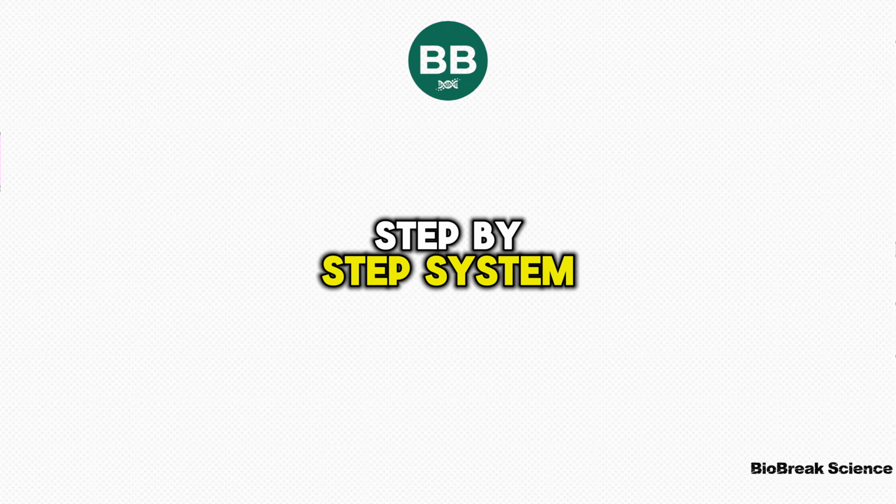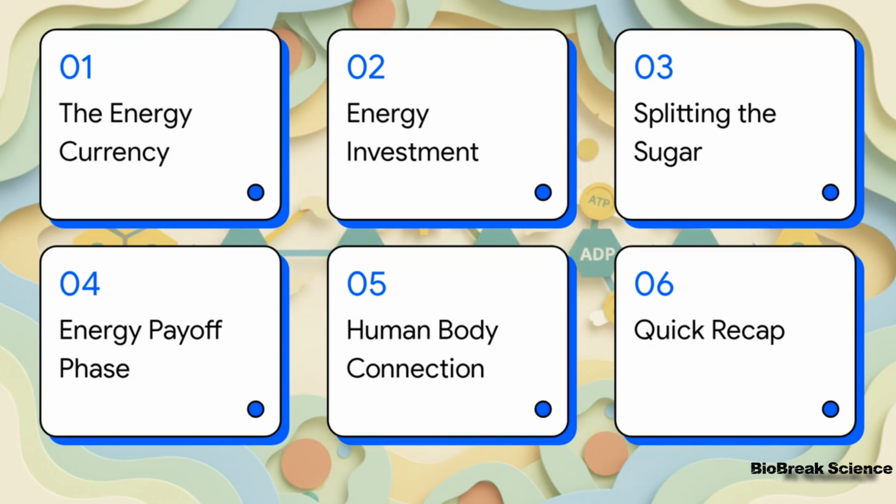logical, step-by-step system. So, here is our roadmap for today. We'll start with the whole concept of energy currency, then we'll break glycolysis down into phase 1, the energy investment, followed by splitting the sugar, and then phase 2, which is the energy payoff. Finally, we'll tie it all back to the human body and wrap up with a quick recap.